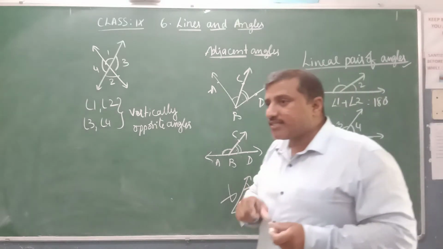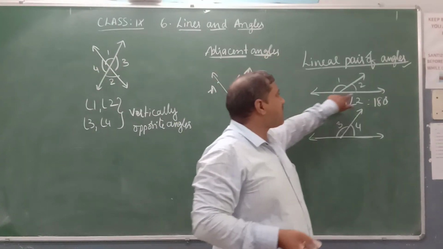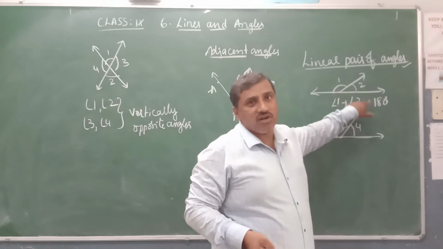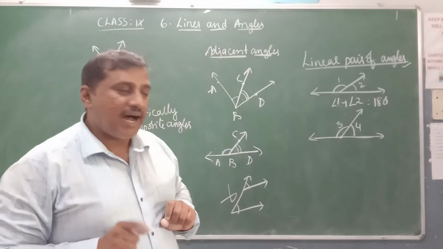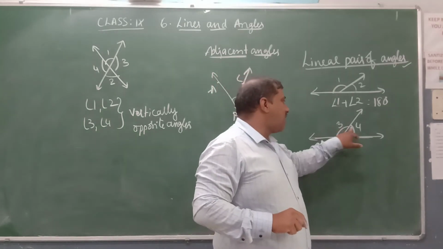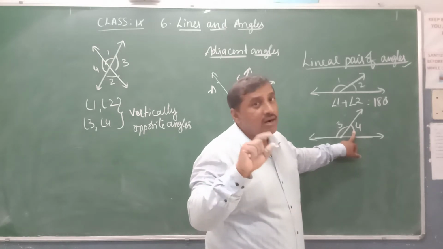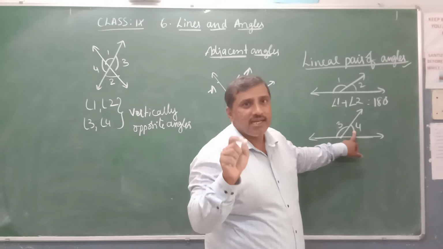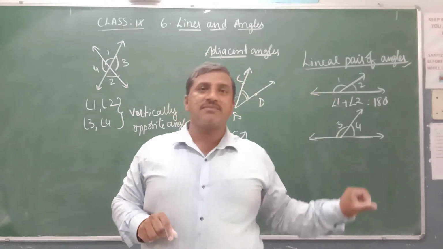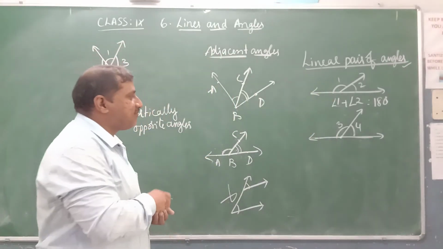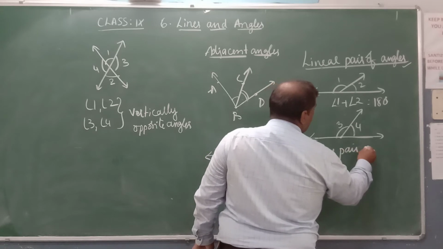This axiom is known as linear pair axiom. What is linear pair axiom? If a ray falls on a straight line, then the sum of the two angles is equal to 180 degrees. And if the sum of two adjacent angles is 180 degrees, then the two non-common arms of the adjacent angles will form a straight line. So these two statements together are known as linear pair axiom.